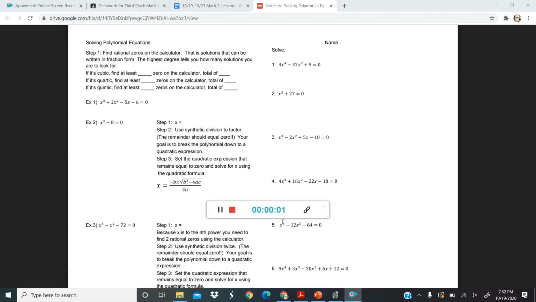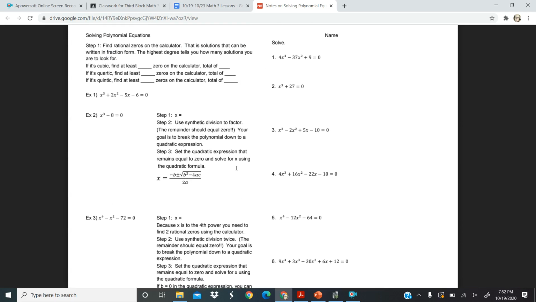Hey guys, today we're going to talk about solving polynomial equations. This is the worksheet that we're working off of. The left-hand side is just fill in the blank notes, and the right-hand side is what you'll be doing for homework.